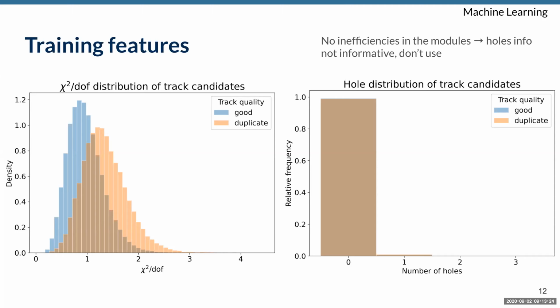What we found for the holes was that since our detector description does not consider any inefficiency in the modules, almost all of the tracks end up having no holes, regardless of whether they were labeled as a good track or a duplicate track. So this means that the whole information is actually not informative for us. So we just decided to not use it because it wouldn't contribute any useful information.